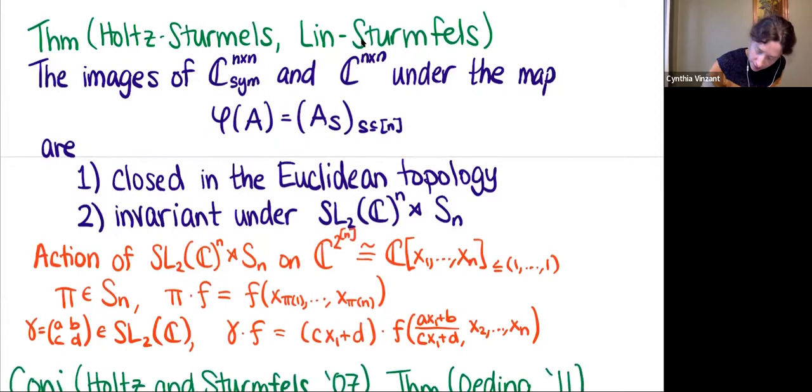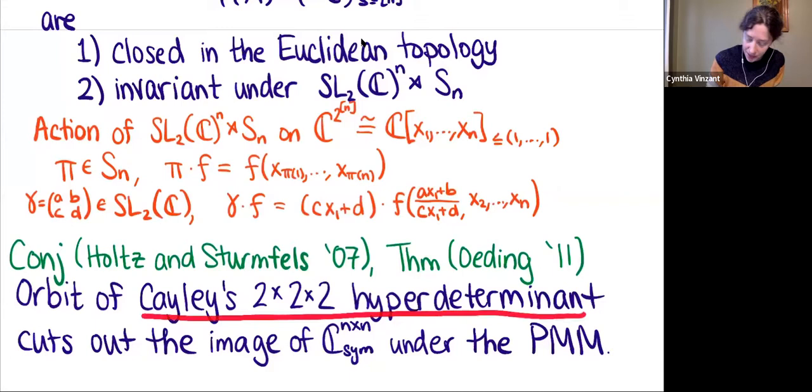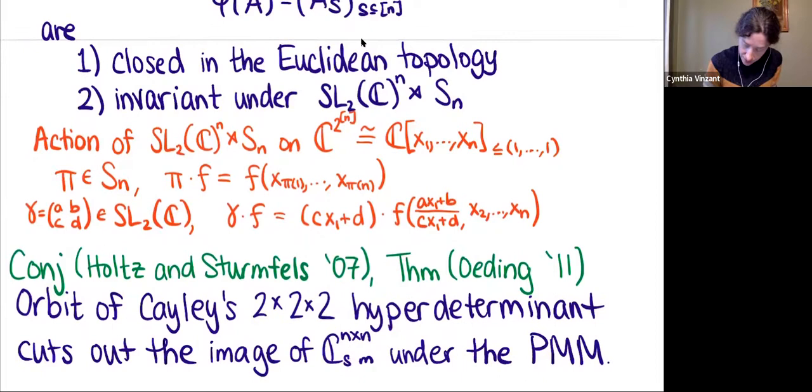This is a very abridged history of this problem. In this paper with Olga and Berndt discussing the symmetric version of this problem, they show that the 2 by 2 by 2 by 2 by 2 hyperdeterminant vanishes on this image, and conjecture that the orbit of this polynomial under this large group action actually cuts out the image of the principal minor map set theoretically. And this was later proved by Luc Oeding, who used tools from representation theory to study this image. So this is for symmetric matrices. We can cut out this image with the orbit of a single polynomial under a large group action.